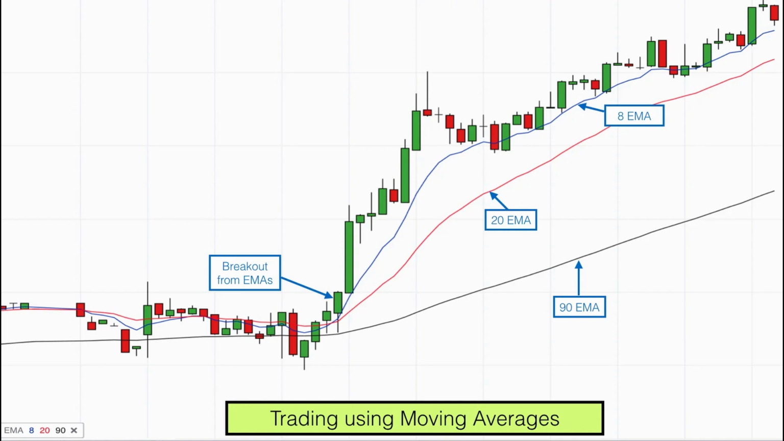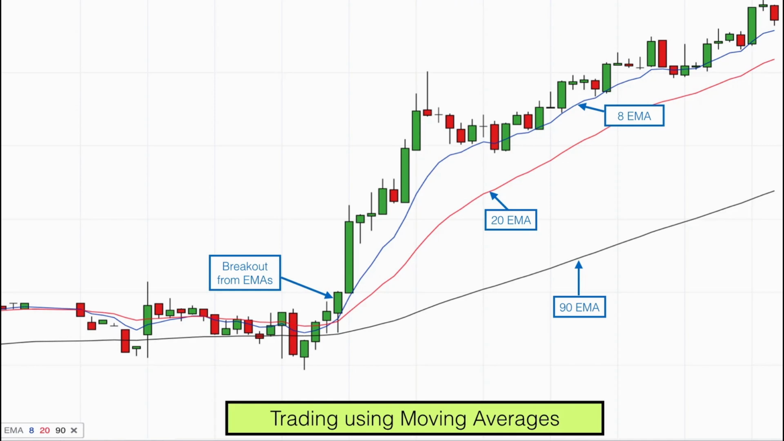Moving averages are used to identify trends and potential buy or sell signals. When the price is consistently above the moving average, it indicates an uptrend. When it's below, it suggests a downtrend. In an uptrend, a moving average can act as a support level, where the price tends to bounce off. In a downtrend, it can act as a resistance level.